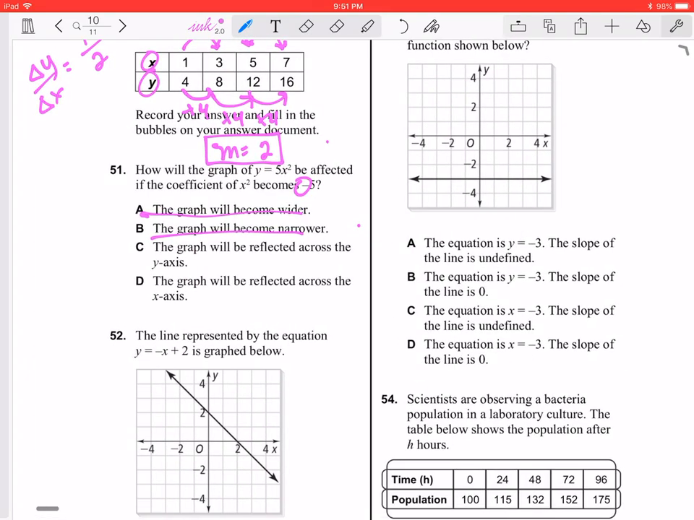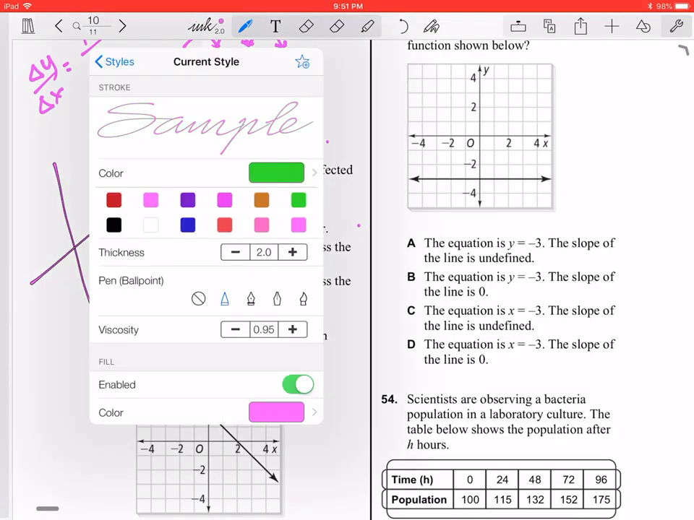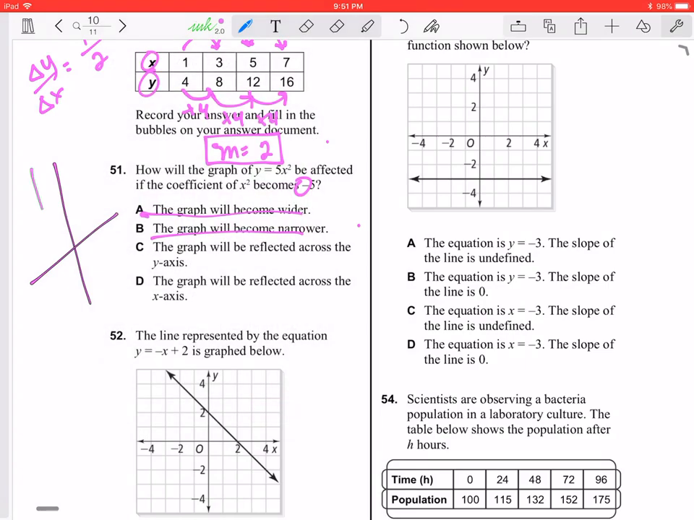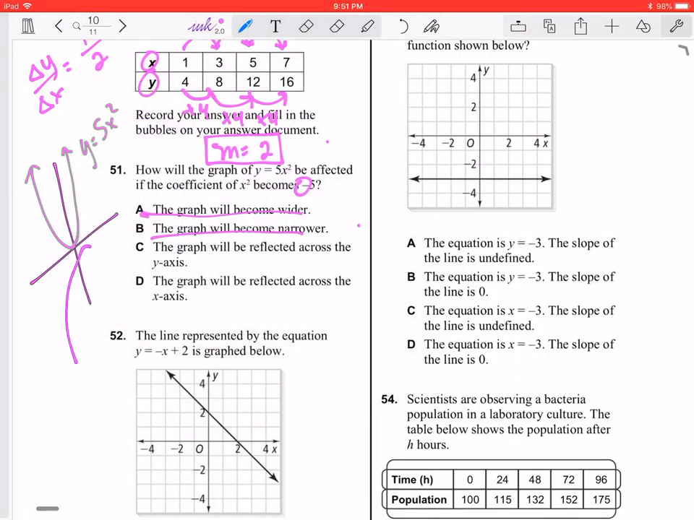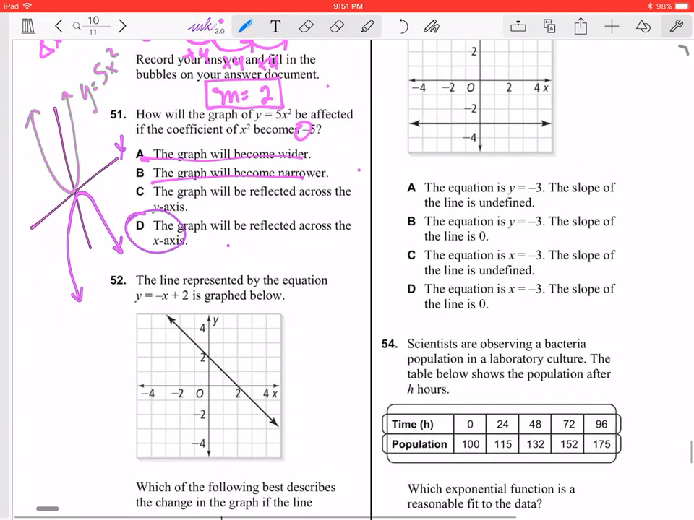So when we talk about looking at it on a graph, let me draw the graph. Okay, so when we draw our graph, it looks like this, being here on the graph. So that is y is equal to 5x squared. Now, when we reflect it, it's now going to be this way. Sorry, that should be more clear. Let me fix that so that it's not quite so crooked. So now we've reflected it. Which axis is this? This is our x-axis. So it's going to be reflected across the x-axis. And that is our answer for number 51.